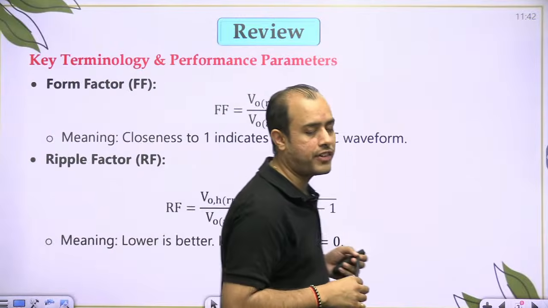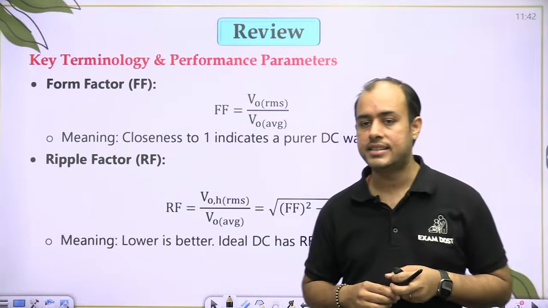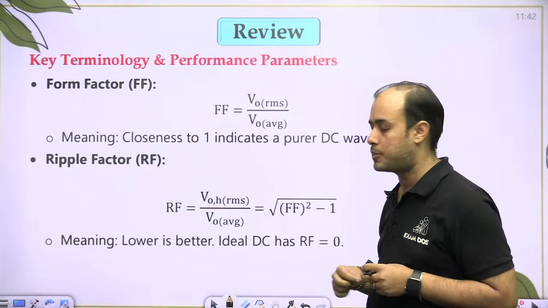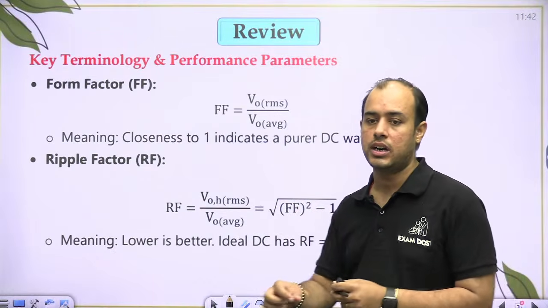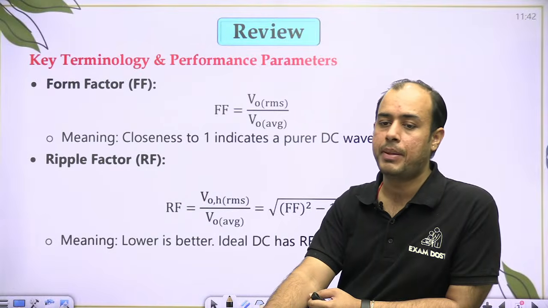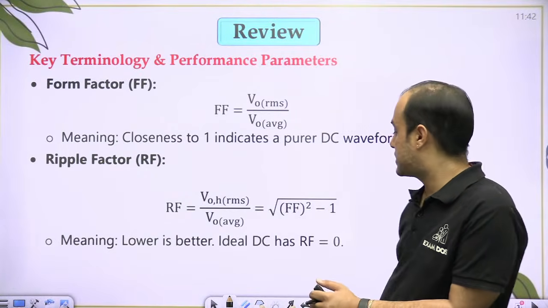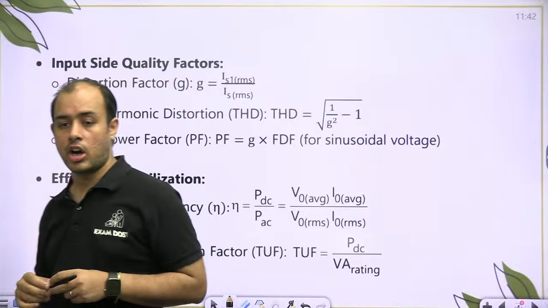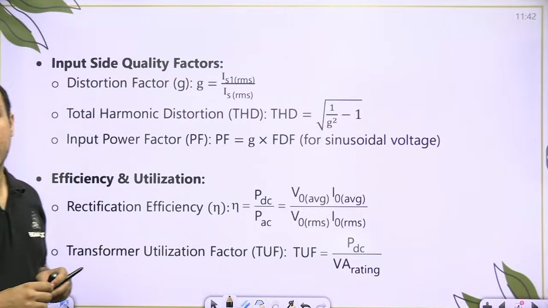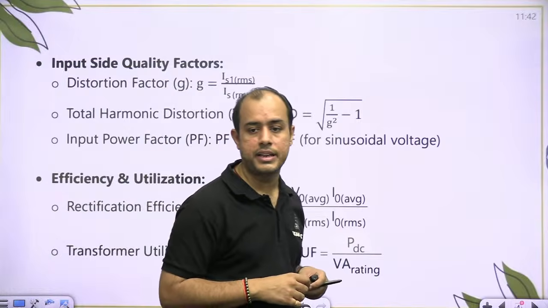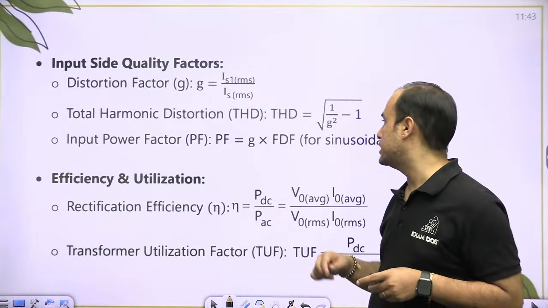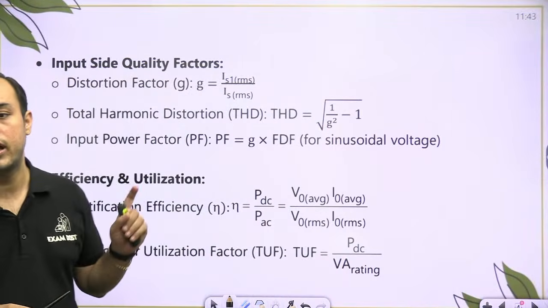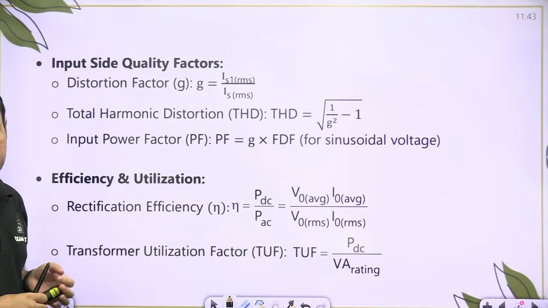The closer the form factor to 1, the better DC is the output. Ripple factor is the harmonic RMS by average output, under root form factor square minus 1. The lower the ripple factor, the better it is. Then next, input side. At the AC side, distortion factor is fundamental RMS by total RMS. Then total harmonic distortion under root 1 by G square minus 1. Input power factor G into FDF works for sinusoidal input.